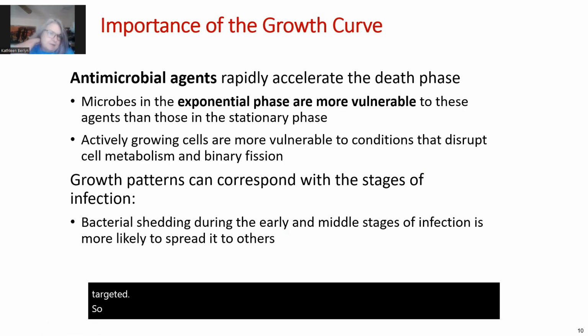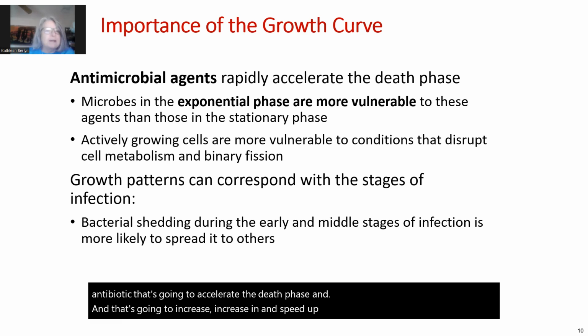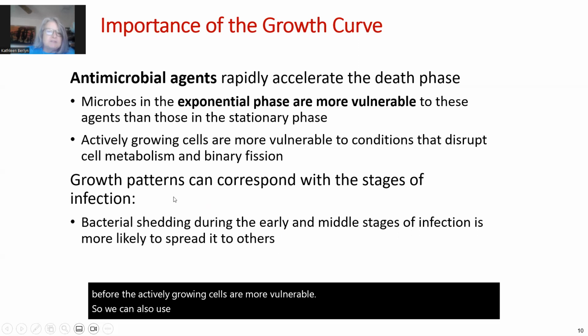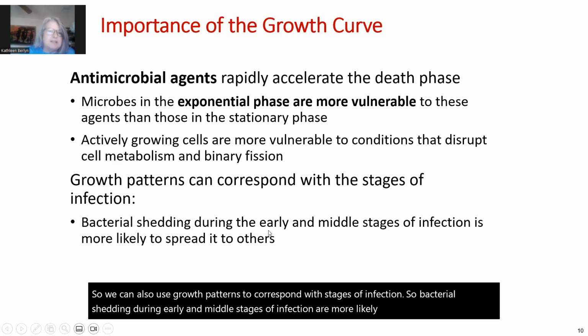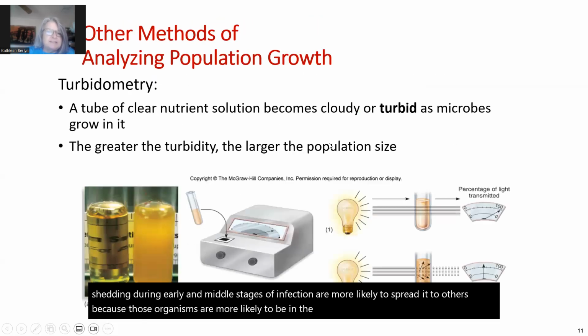So again, I've already mentioned this, and when you use antimicrobial agents like an antibiotic, that's going to accelerate the death phase, and that's going to, of course, speed up how quickly the bacteria die. And as I said before, the actively growing cells are more vulnerable. So we can also use growth patterns to correspond with stages of infection. So bacterial shedding during early and middle stages of infection are more likely to spread it to others, because those organisms are more likely to be in the exponential phase.